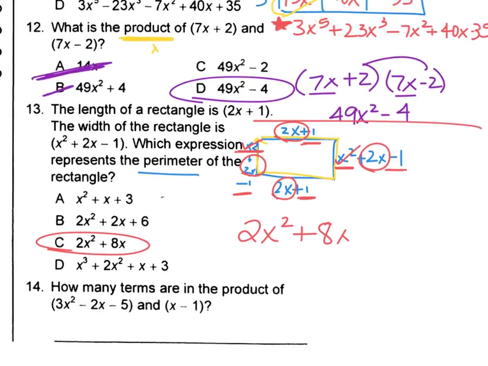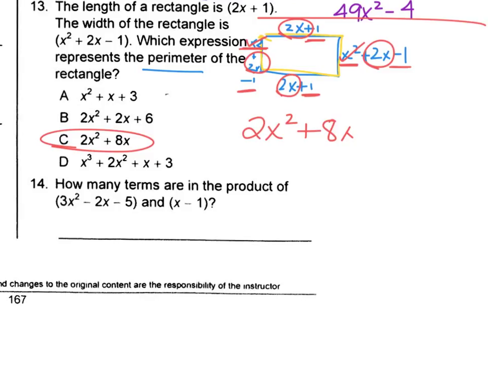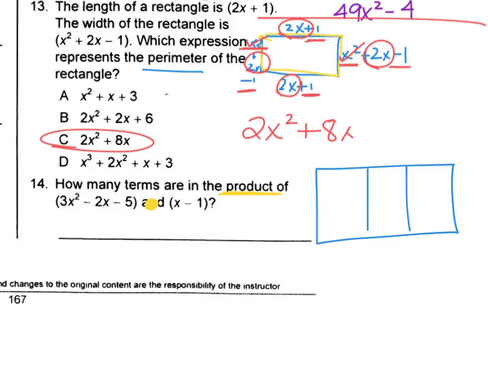Question 14. Whew, almost done. How many terms are in the product of those two things? This question is asking you to know a few different things. First, you have to know what product means. We just said it: product means to multiply. So I'm going to be multiplying these two things together. How many terms is not asking you for the answer, it's asking for a single number. How many pieces will be left when you multiply those two things? So you are probably going to have to multiply them, but we're just answering how many terms are left, not an actual polynomial as our answer. So 3x squared minus 2x minus 5, times x minus 1.